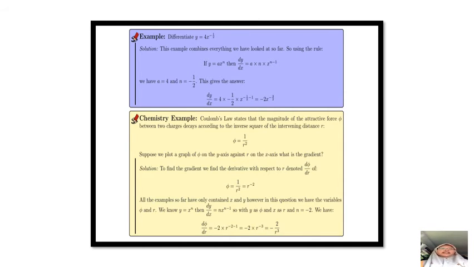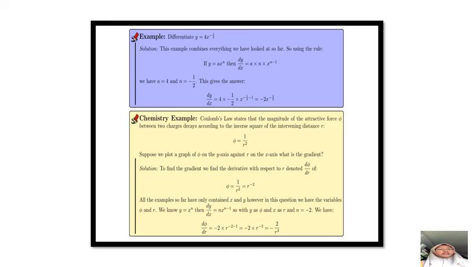Okay, so let us look at a chemistry example. Coulomb's law states that the magnitude of the attraction force between two charges decays according to the inverse square of the intervening distance r. Let's say we put it as F equal to 1 over r power of 2. Suppose we plot a graph of attraction force on the y-axis against r, which is distance, on the x-axis. What is the gradient?